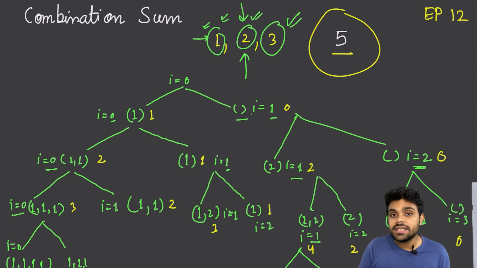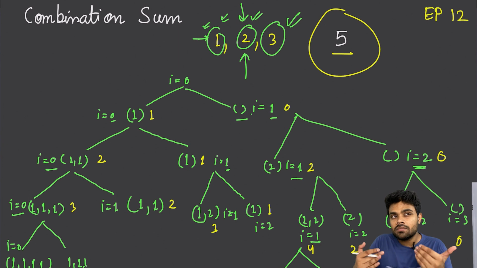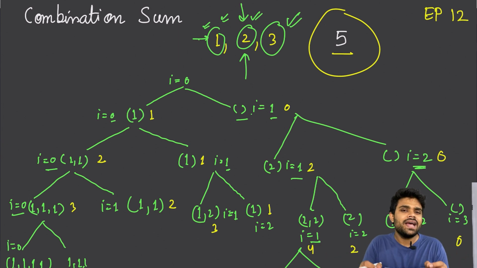Other stopping condition is when your i exceeds the limit, right? When your i becomes equal to the size of the array, greater than or equal to the size of the array. When your i exceeds the limit, stop. You cannot go any further. Stop it and return from here.